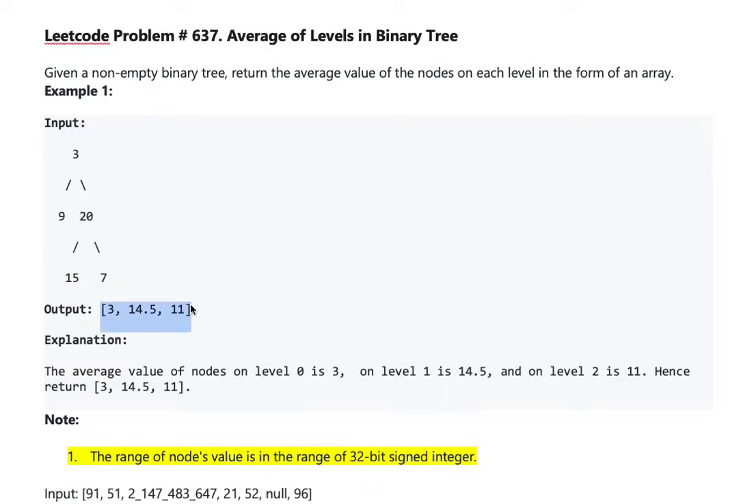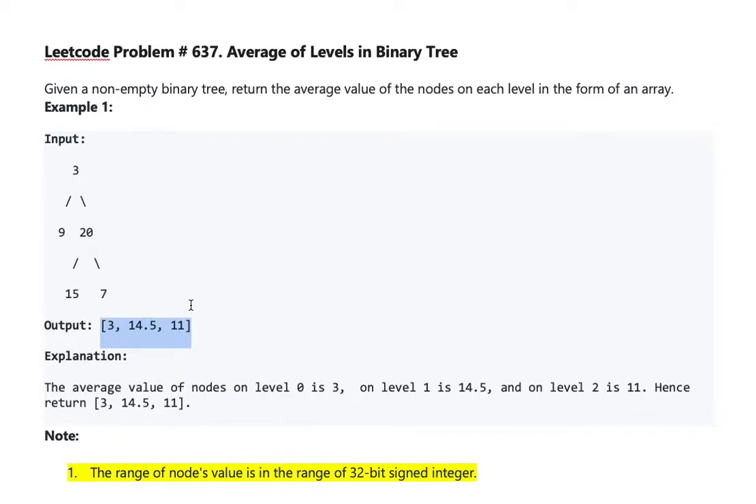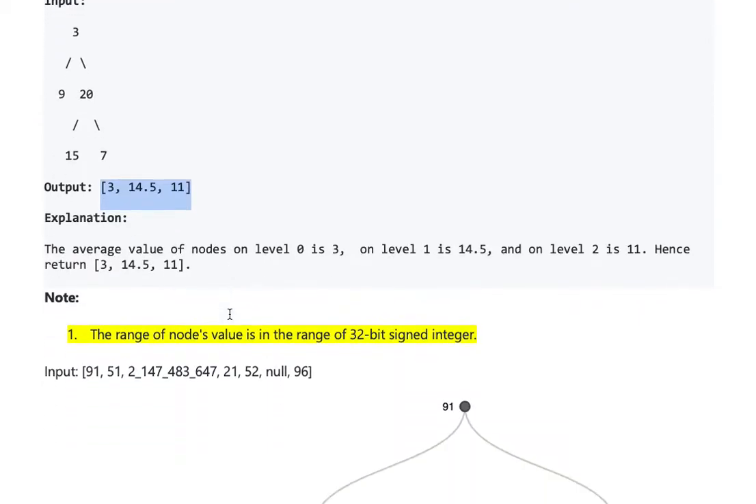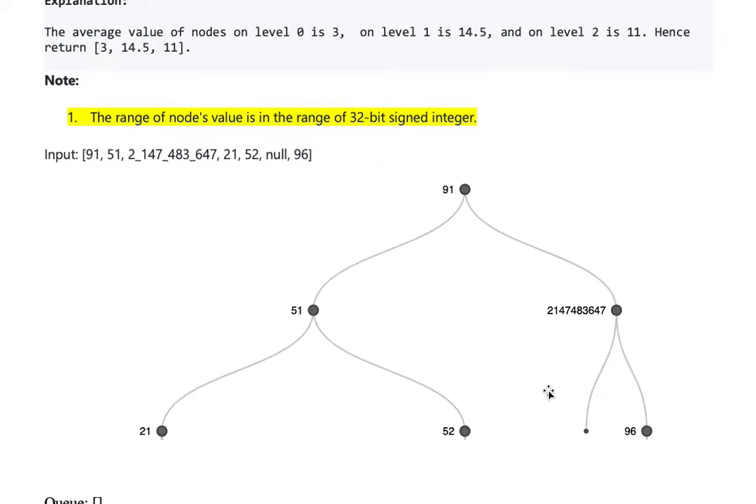Since we are doing a level order traversal over here, having a queue-like data structure would help, so that we can keep on enqueuing the nodes as we traverse the tree. So let me explain it with an example. Here's an example binary tree which has this structure. So let's run through how we could find the average of the levels in it.